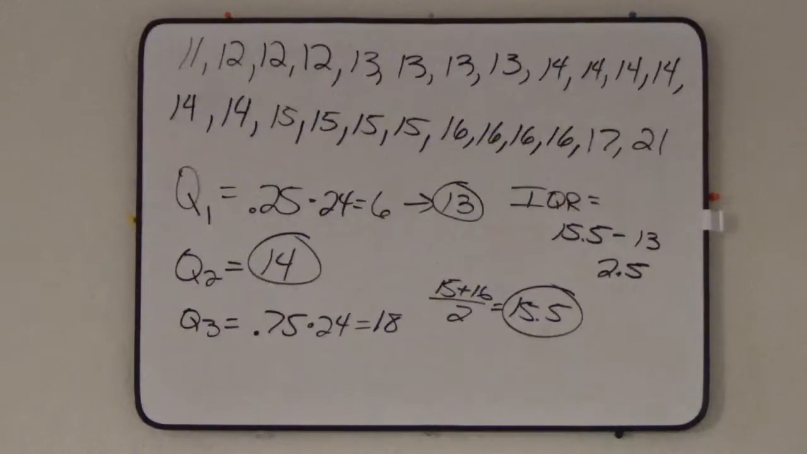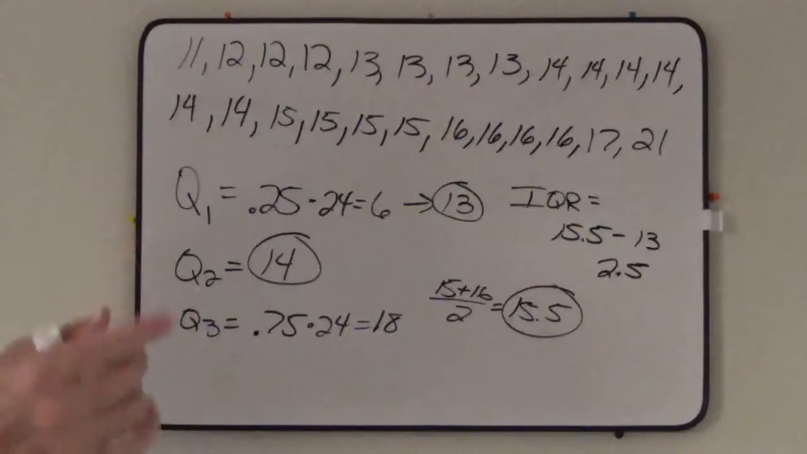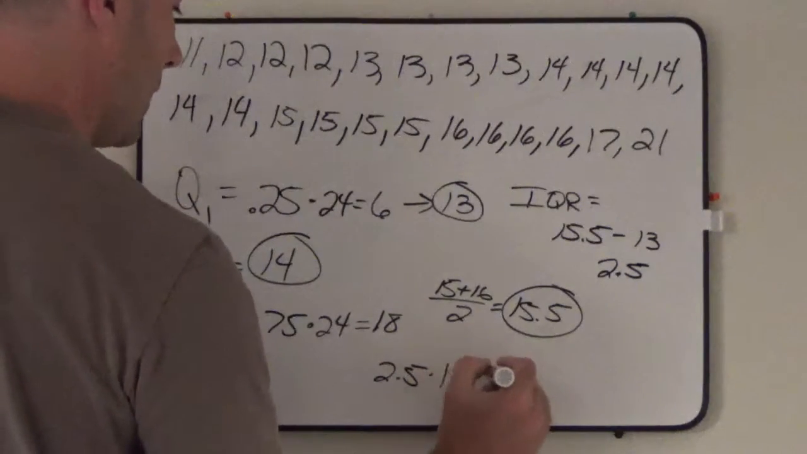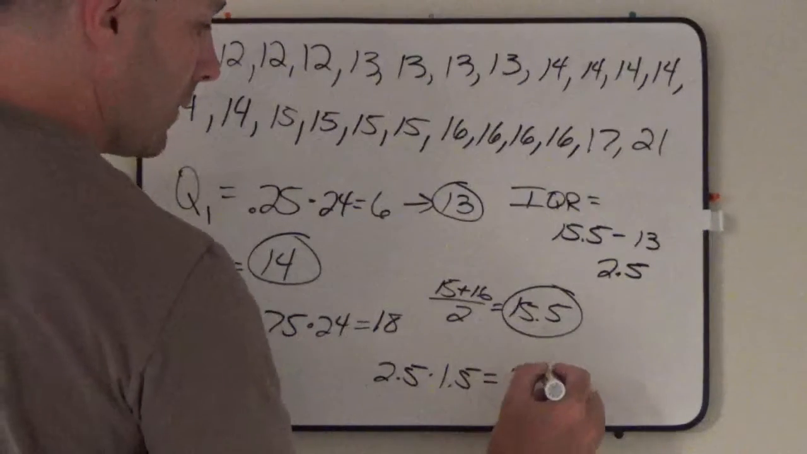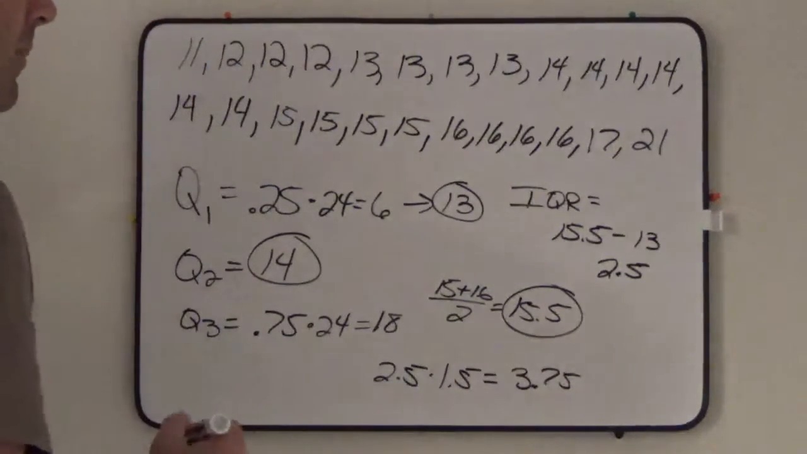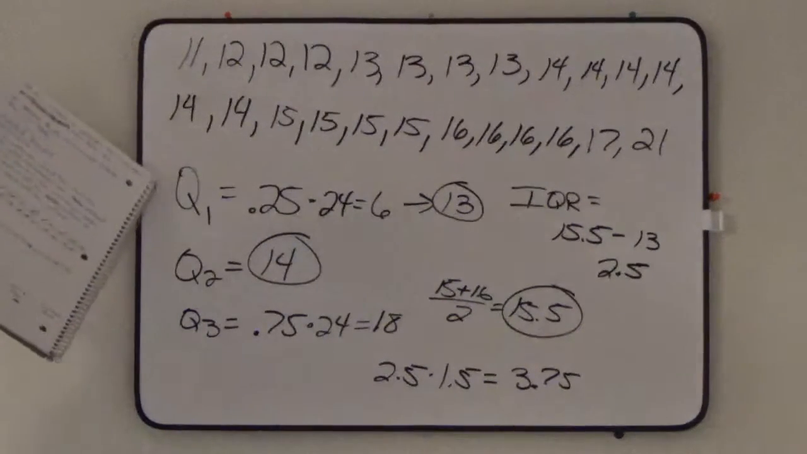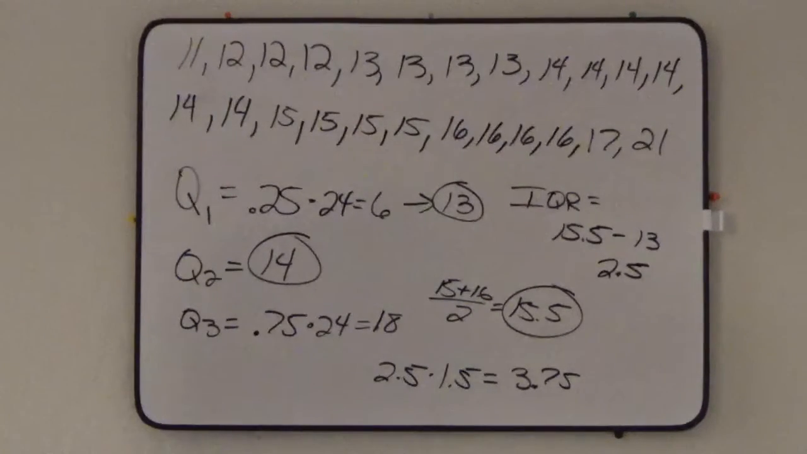Now, we are going to take that 2.5 and multiply it by 1.5 to find out how far a number has to be away from the upper and lower quartiles. This is the lower quartile, this is the upper quartile, in order for us to identify whether or not it's an outlier. So, 2.5 times 1.5 equals 3.75. So, if a number is bigger than 3.75 away from the third quartile, or smaller than 3.75 away from the lower quartile, Q1, then we know that it is an outlier.